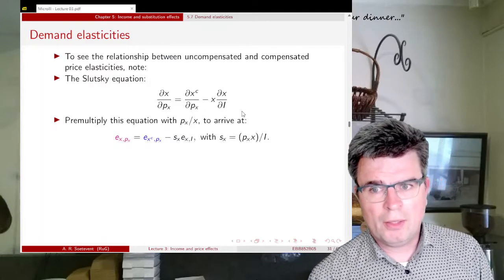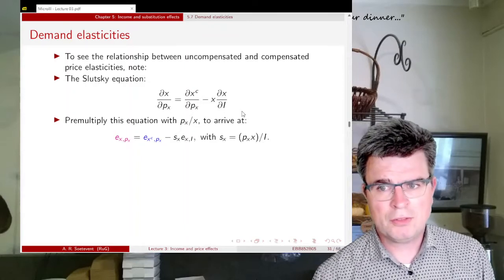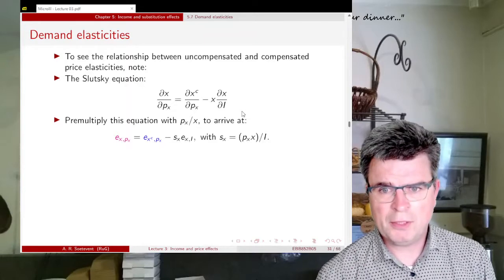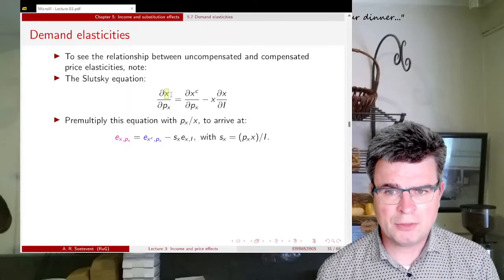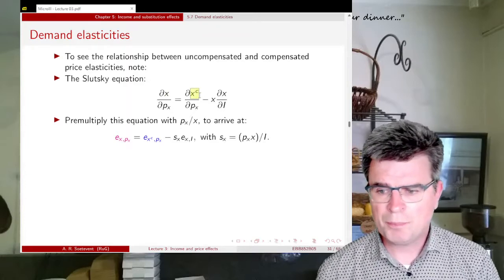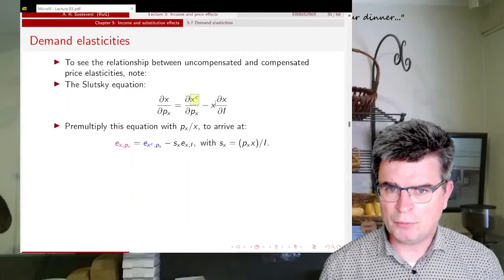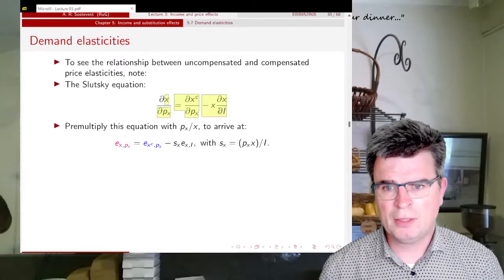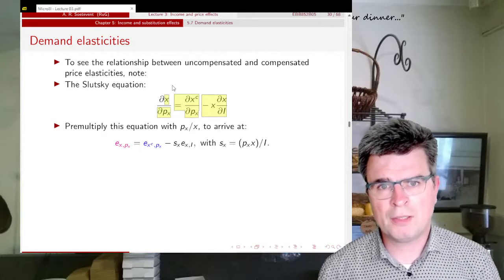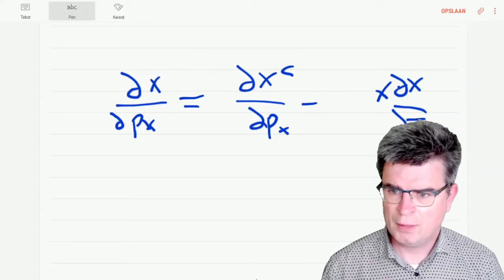And what then are the relationships between the uncompensated and the compensated demand elasticities and price elasticities? Well, we can find out by using the Slutsky equation, because the Slutsky equation relates the uncompensated demand and the compensated demand. So I will again switch to the tablet, where I will repeat the Slutsky equation, and then I will do a number of manipulations in order to arrive at the elasticities. So let's do that.